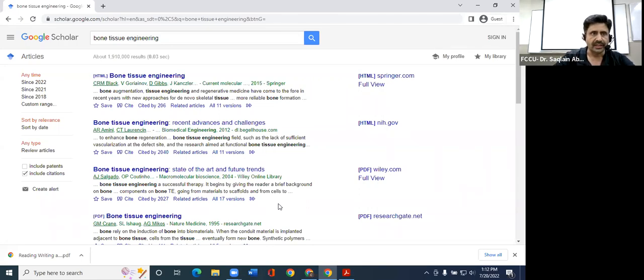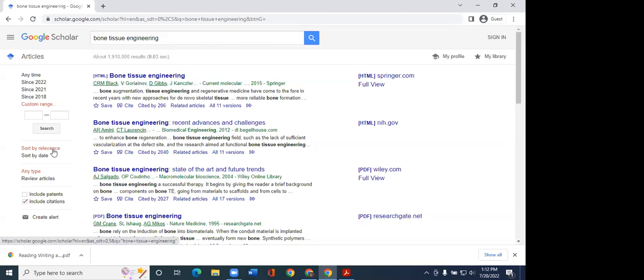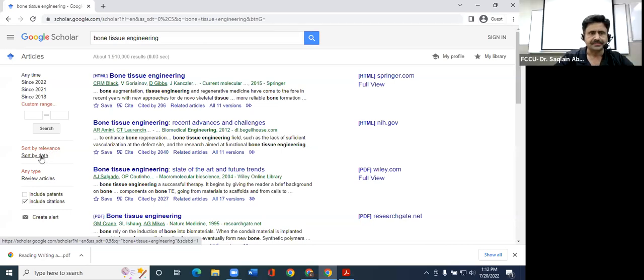What you see over here on the left side, if you can see my cursor, is a timeline: anytime, since 2022, since 2021, since 2018, and then there is a custom range in which you can choose the duration of the literature that you want to explore. Then there is the tab of sort by relevance, sort by date. You can include patents if you want.